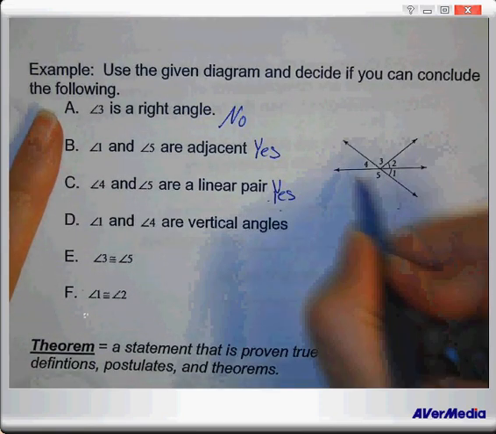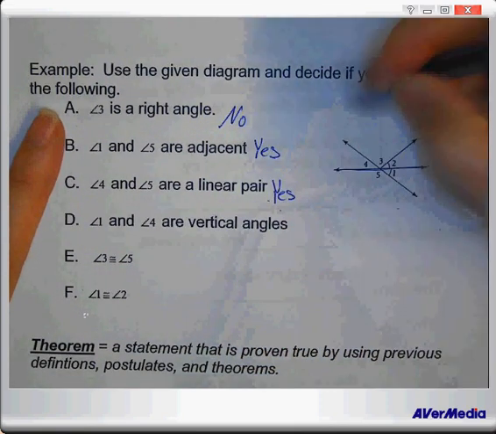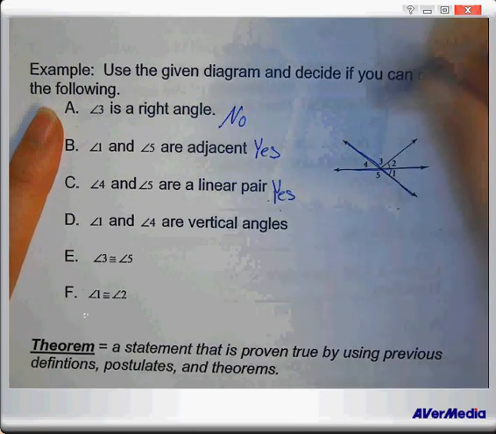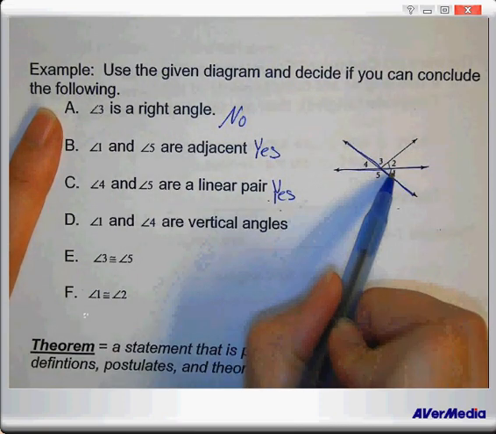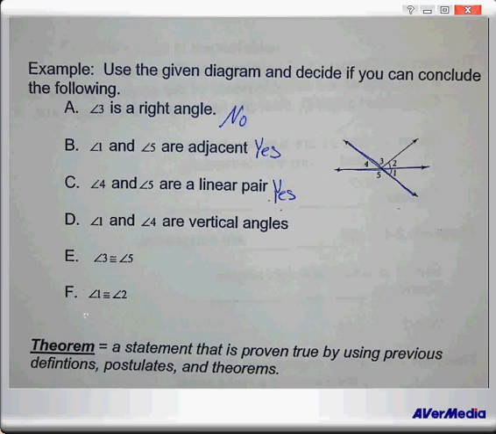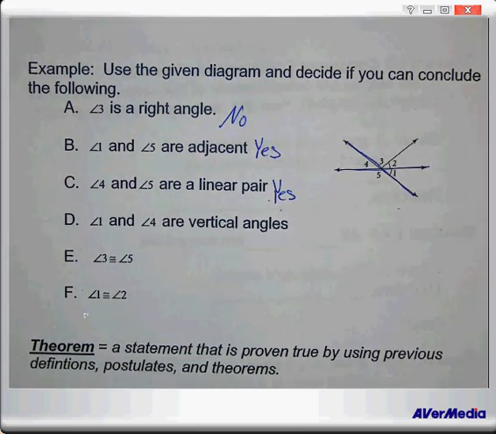Now, can I assume that angle 3 and angle 5 are congruent? Well, if I look at the diagram, do I have any arc marks? No arc marks, so therefore, nope, you can't assume.